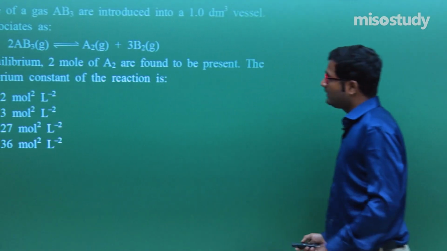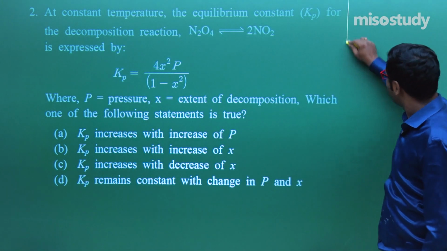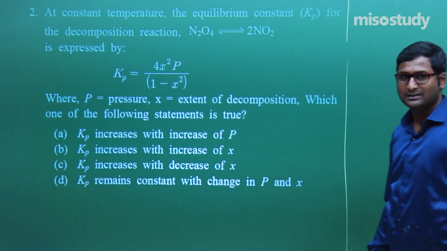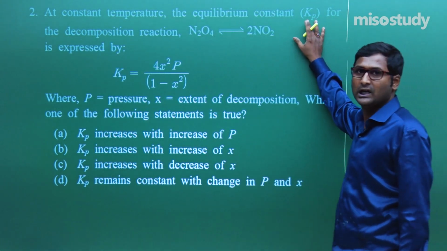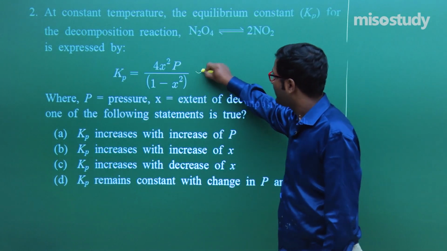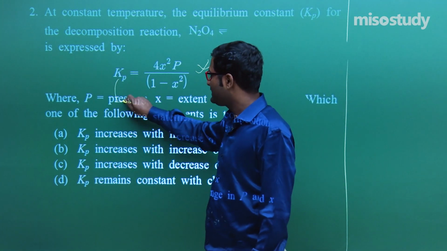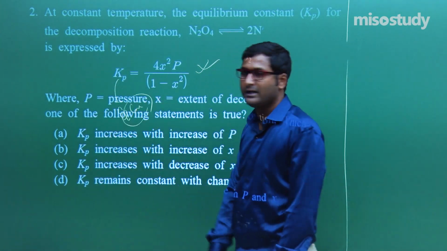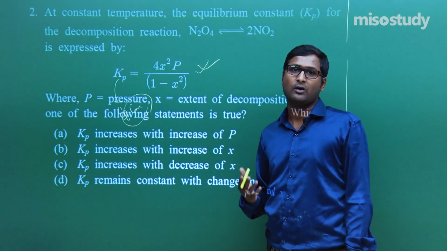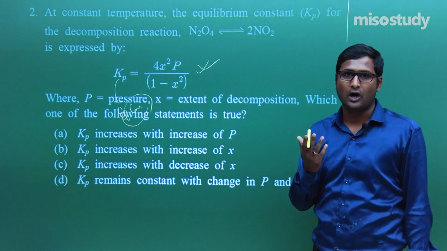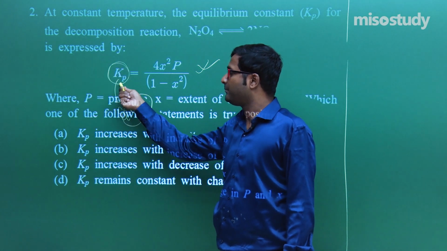Now, let's move to question number 2. Look at, this is a question from the IIT JEE examination. Look at the question. As the expression says, at constant temperature, the equilibrium constant for the decomposition is expressed by Kp is equal to 4x square P upon 1 minus x square. This one is the equilibrium constant, friend. It is independent of concentration, it is independent of pressure. It depends generally only upon temperature.